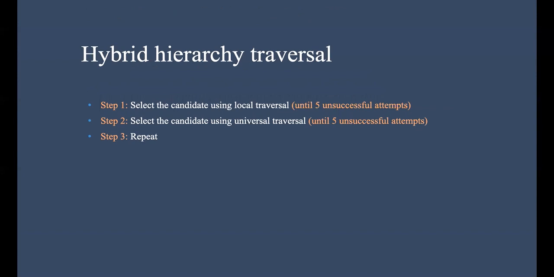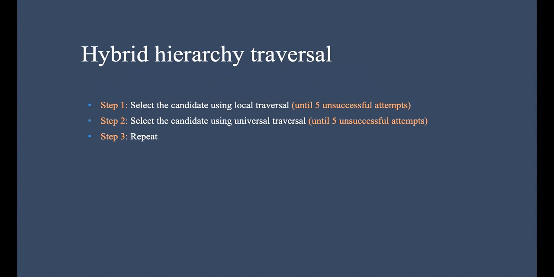And then lastly, we have the hybrid. The hybrid does something simple in terms of switching back and forth between these two traversal algorithms. Sometimes we see that we get stuck in the local traversal. We cannot really find a good generalization or specialization of a particular rule.